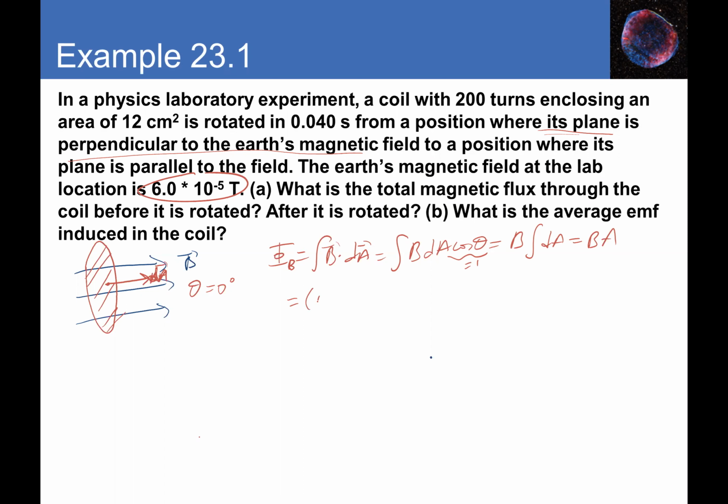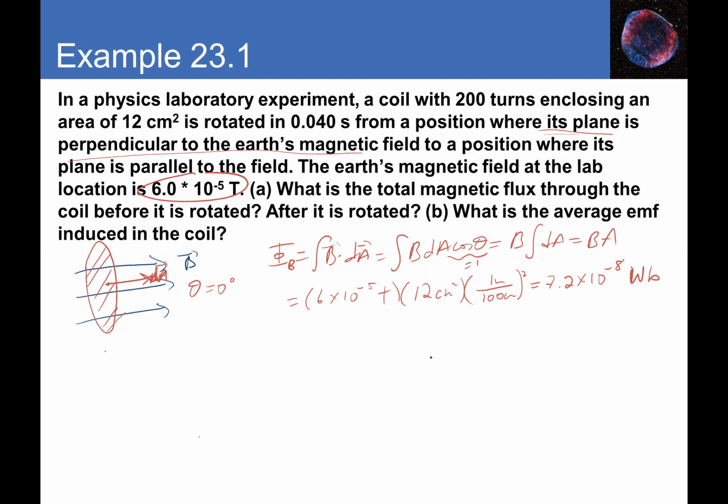B here is 6 times 10 to the negative 5 Tesla times 12 centimeters square. I can't use that directly, so I need to convert, where 100 centimeters is 1 meter, and square that as well. We should get 7.2 times 10 to the negative 8 Weber. That's my magnetic flux.